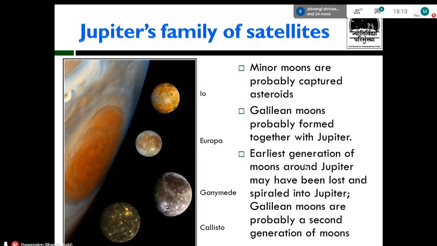And then you have Ganymede as the largest moon of our solar system. So out of all the moons in our solar system, Ganymede is rank one. And the others are Europa and Callisto, Ganymede, Io. So these are the four Galilean moons, and there are 79 moons that have been confirmed.